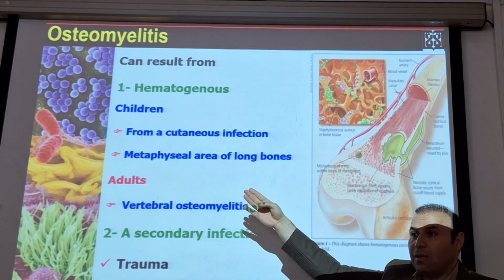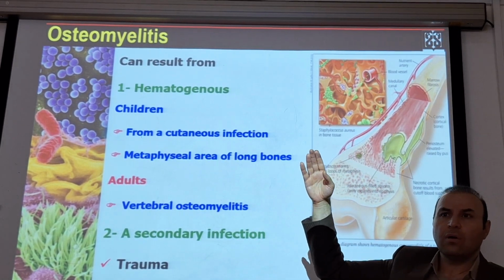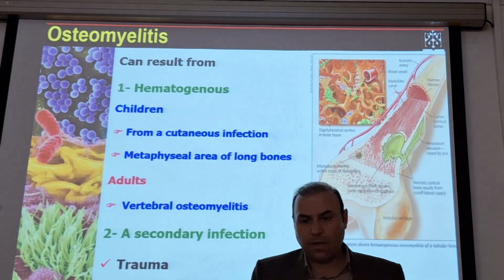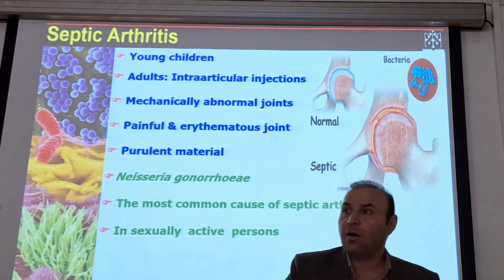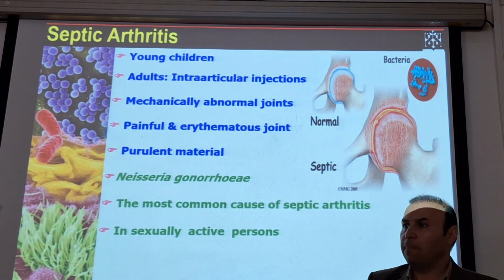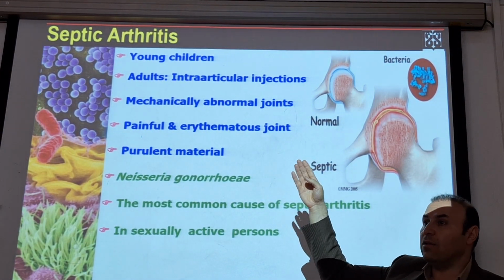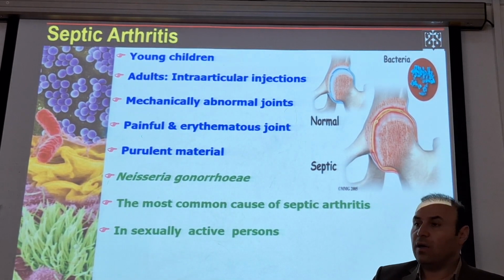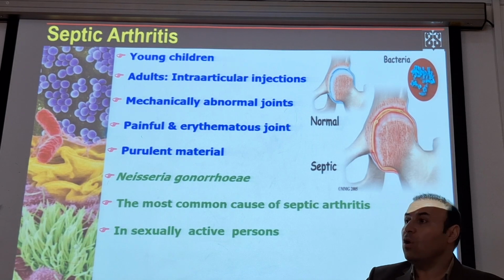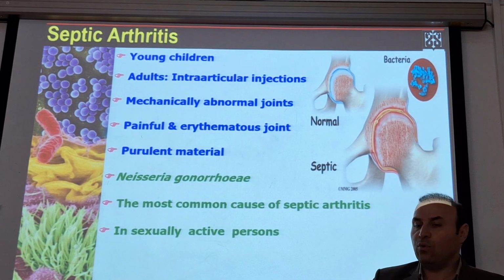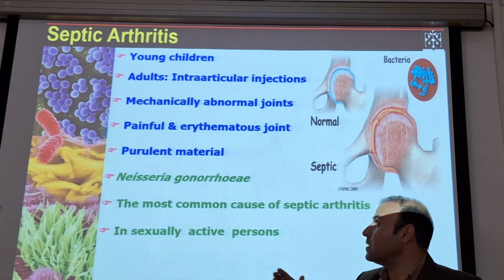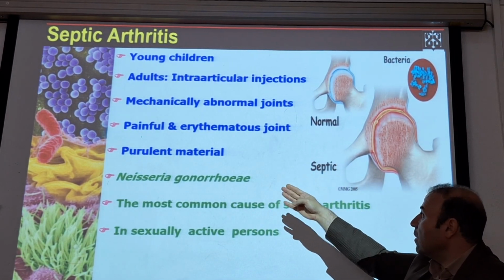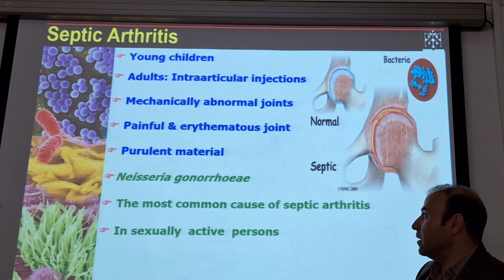Osteomyelitis in adults is also seen in the form of vertebral osteomyelitis. Staphylococcus aureus is a common cause of septic arthritis in young children and in adults who are receiving intra-articular injection or patients who have mechanically abnormal joints. This disease is characterized by painful erythematous joint and also purulent material.